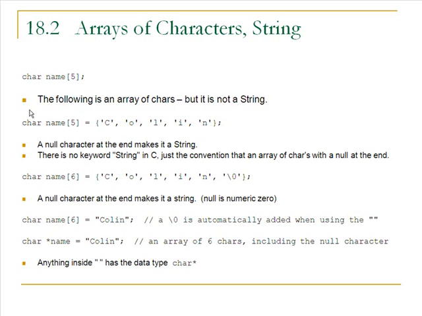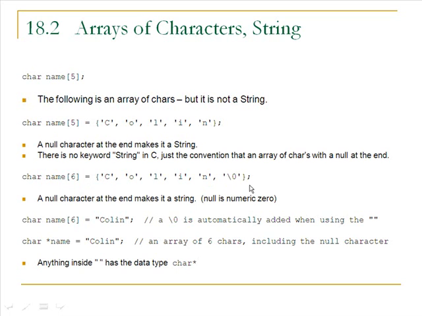So this is an array of characters, this one that has 5 in it, but this one that has 6 is what in C convention we refer to as a string. The null character is \0, and it has numeric 0. And it's assumed that if you're going to treat something as a string, it will have that null character at the end. You have to be careful that you leave enough space for it.